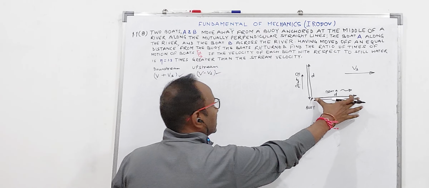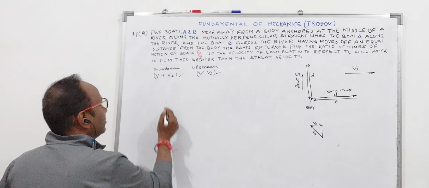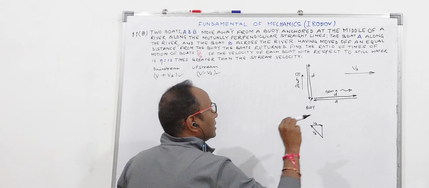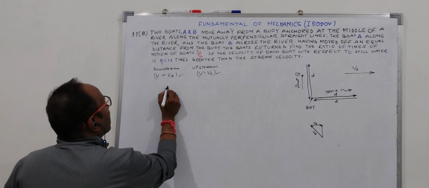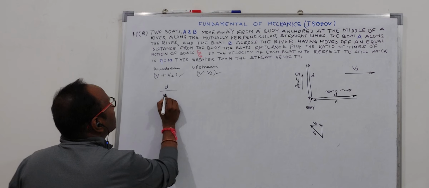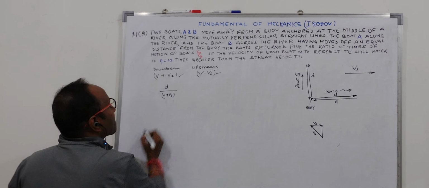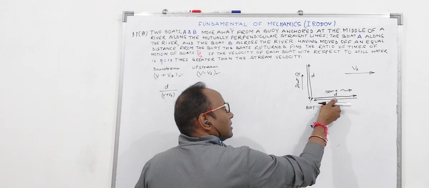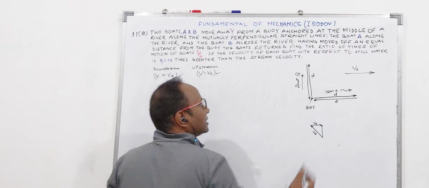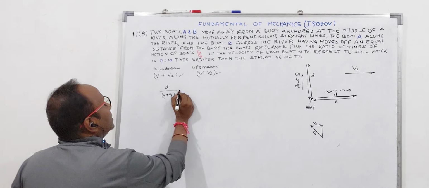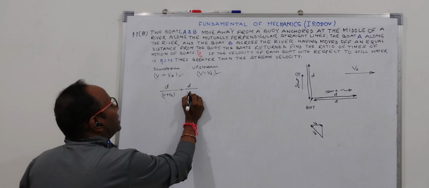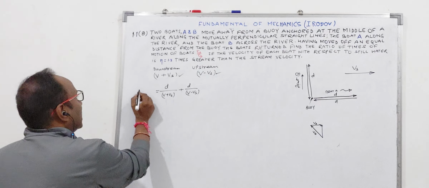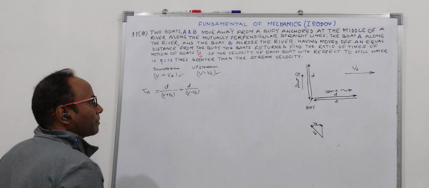So it has traveled a distance d. What time has it taken to travel a distance d downstream? That will be d by V plus Vs, correct? Then it is coming back again to the buoy, so it has to cover a distance d again against the stream. So that time will be d by V minus Vs. So this is the total time taken by boat A.